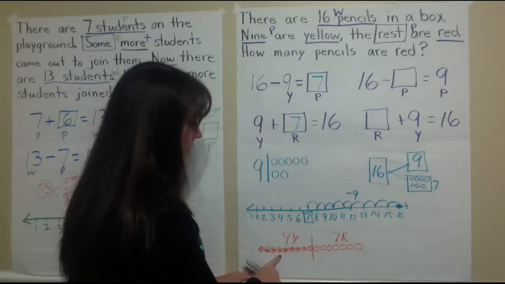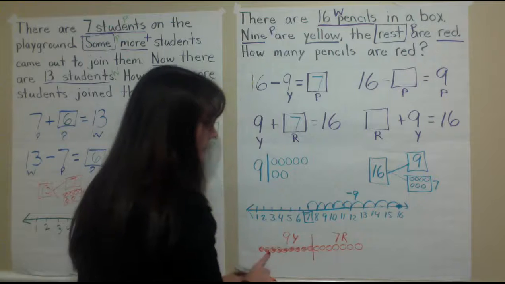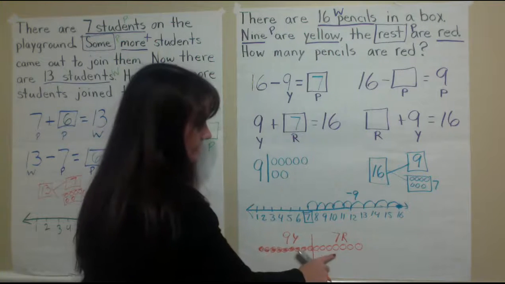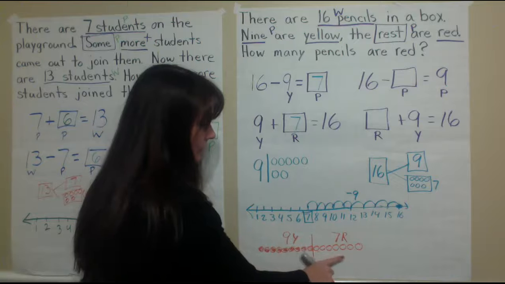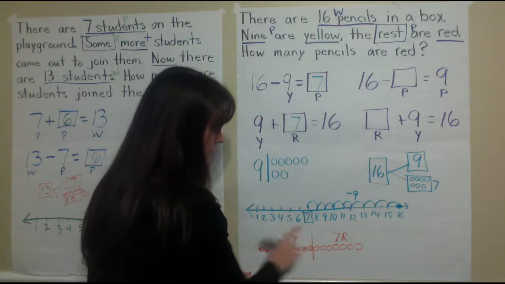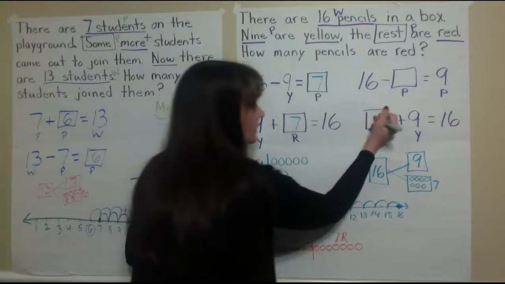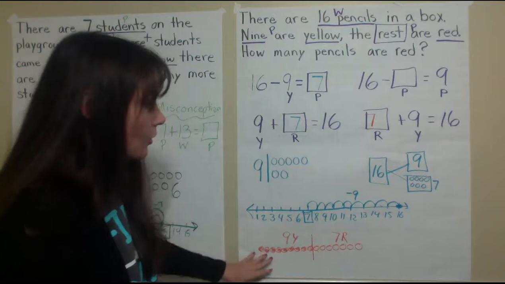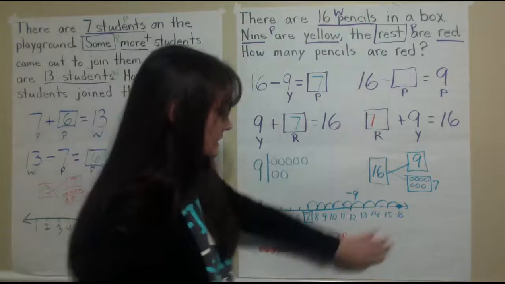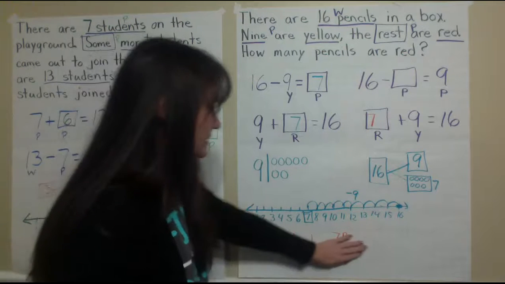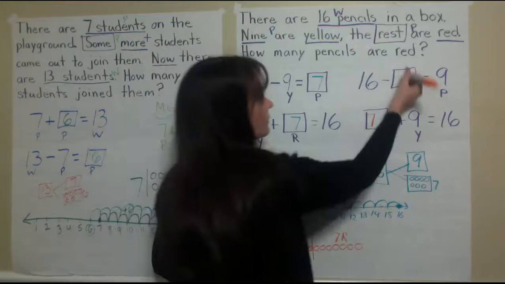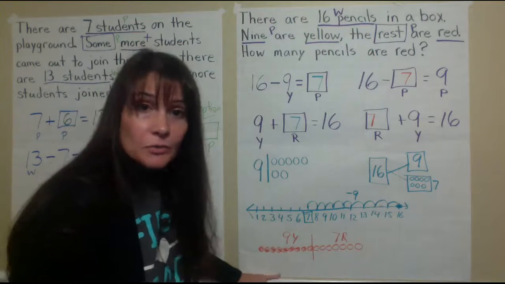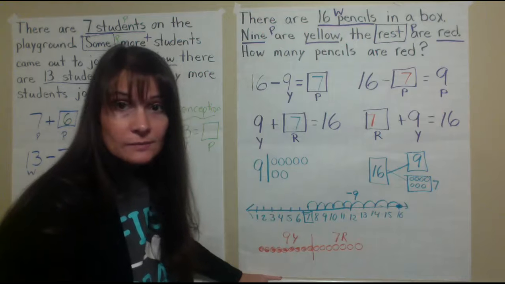And I can think 16 minus 9 equals my 7. I could also think my 7 plus my 9 equals my 16. Or I could think 16 minus the 7 would equal 9. All of those would be great models to use.